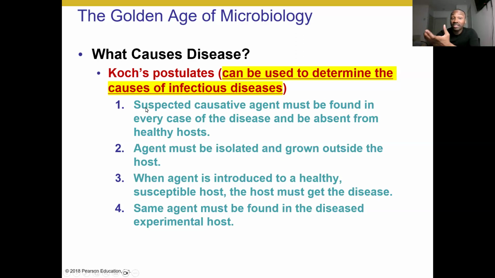Number one, the suspected causative agent must be found in every case of the disease and must be absent from healthy hosts. Remember the order of it as well. That agent must be isolated and grown outside of a host. And when that agent is introduced into a susceptible healthy host, that host must get the disease. And that same agent must then be found in the diseased experimental host. So remember, again, Koch's postulates can be used to determine the cause of infectious diseases.